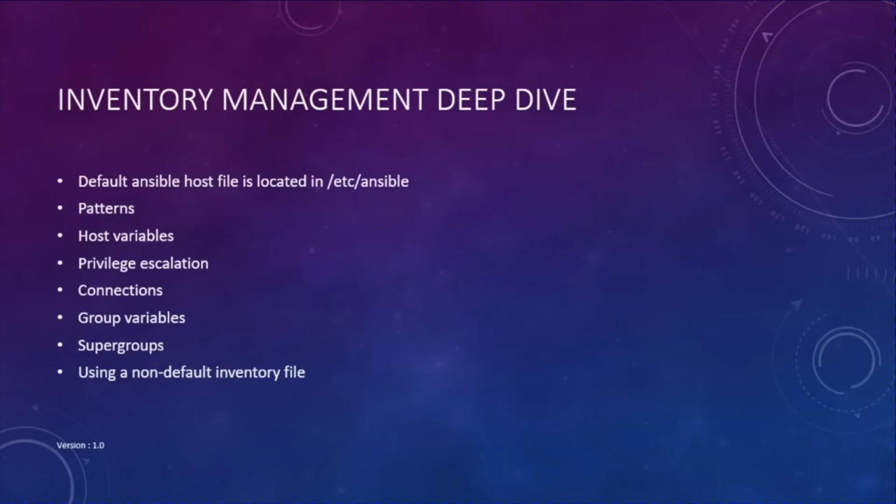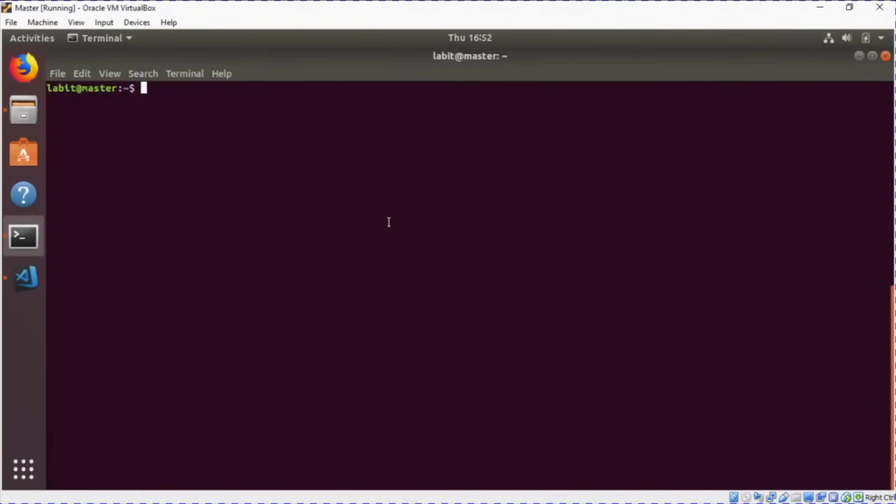Hey guys, let's have a look at how you can manage your inventory in Ansible in a bit more detail in this section. If you remember from previous sections of this course, an inventory is a list of hosts that you manage using Ansible. The default inventory file is located in /etc/ansible. So let's head back to the Ansible master system and type in sudo nano /etc/ansible/hosts to open up the host file.